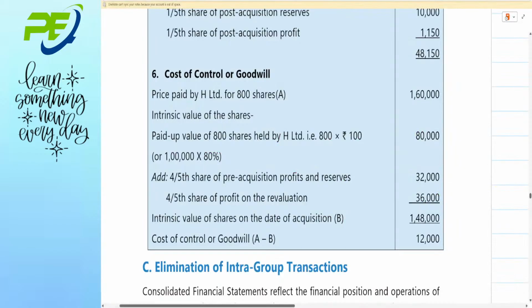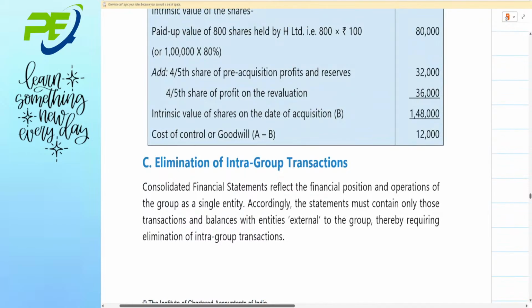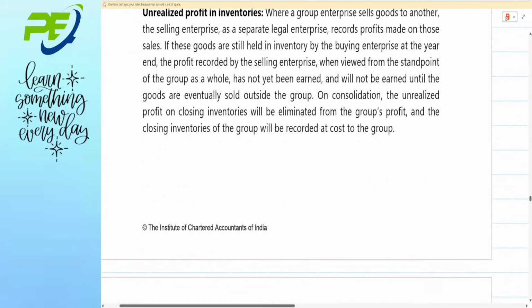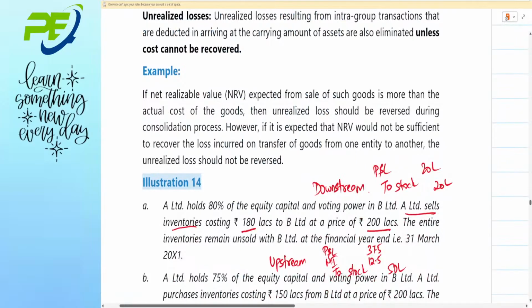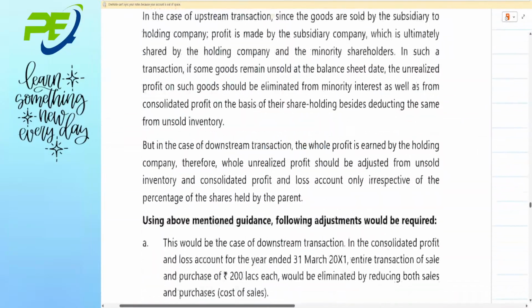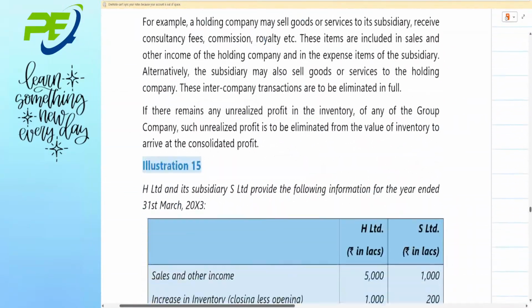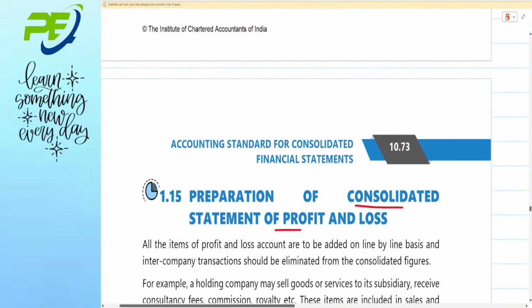Now I am moving to the next problem. Intra-group transactions we have done. Just that receivable payable, just like how we did in amalgamation, we have to subtract. We don't have a problem in the illustration problems. This 14th illustration we have done before the break. Now consolidation of P&L. This is easier than balance sheet. Add 1 to 1 minus intercompany owings. That's all. So you will add holding company P&L, subsidiary P&L, and you will subtract the intercompany owings.